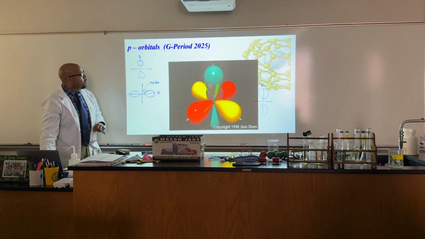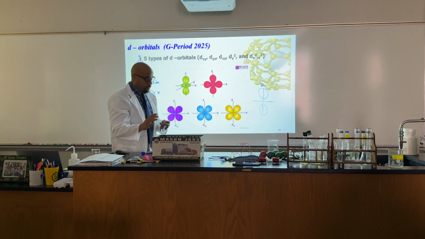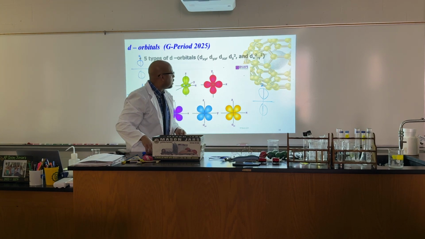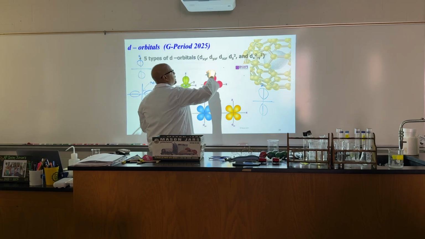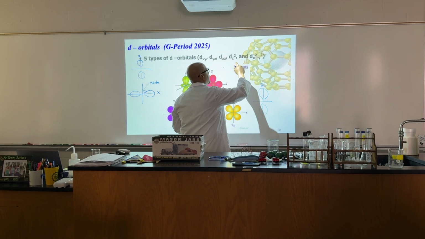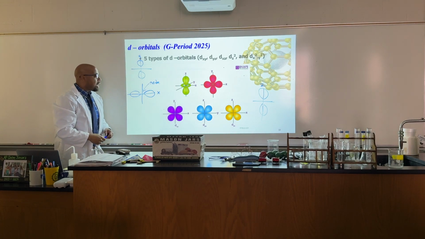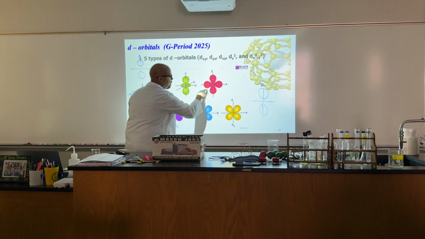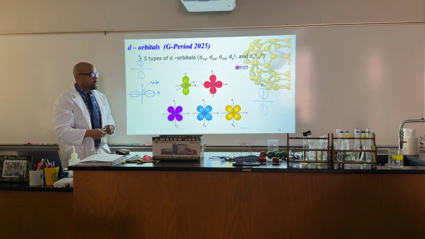And then it came to our d orbitals. When it came to the d's, there are 5 different types of d orbitals. We've got the dxy, the dyz, the dxz, the dz squared, and the dx squared minus y squared. If you look at 4 of the 5, they look the same as far as their shape. They're kind of like 4-leaf clovers here.